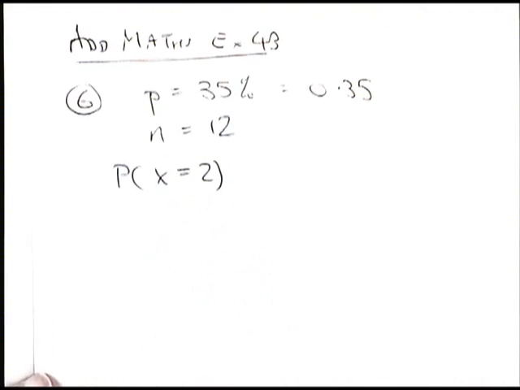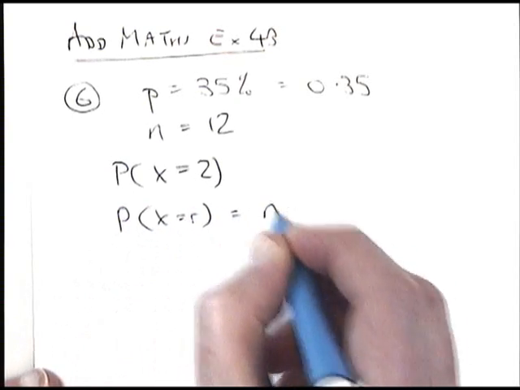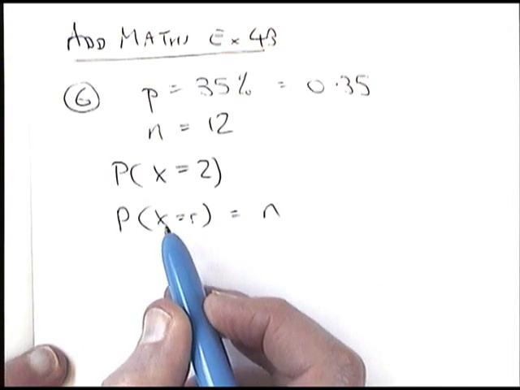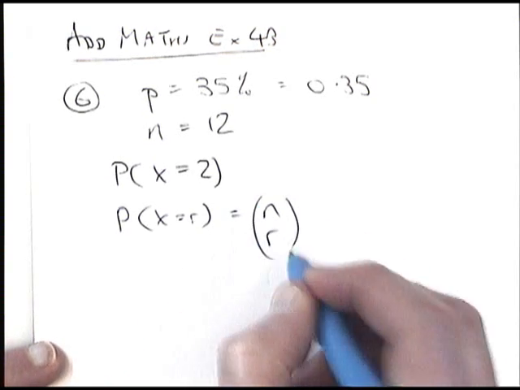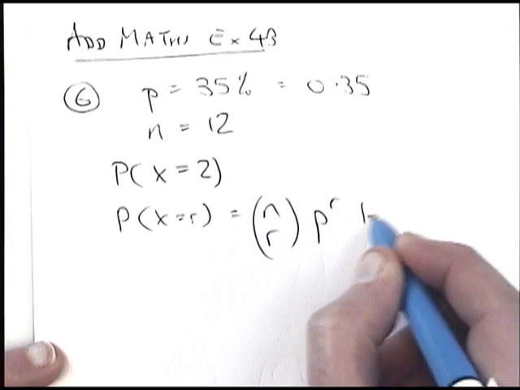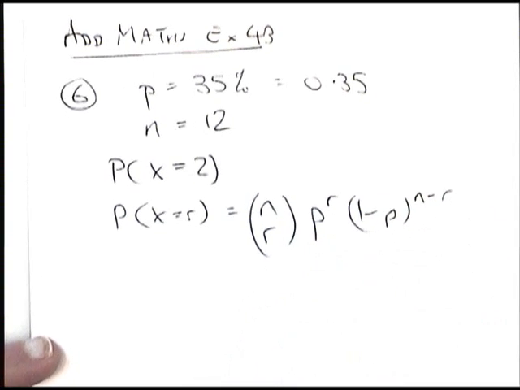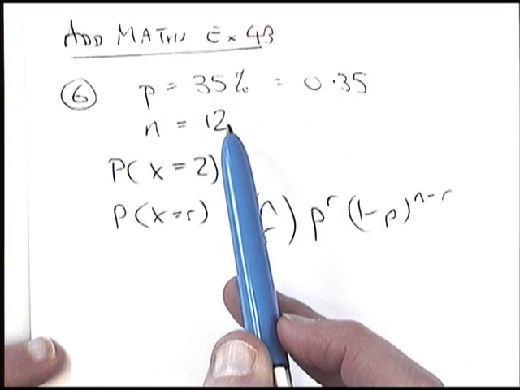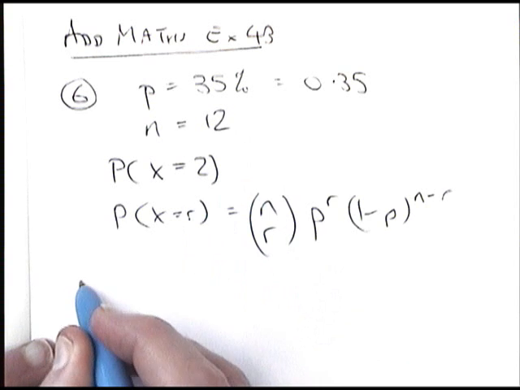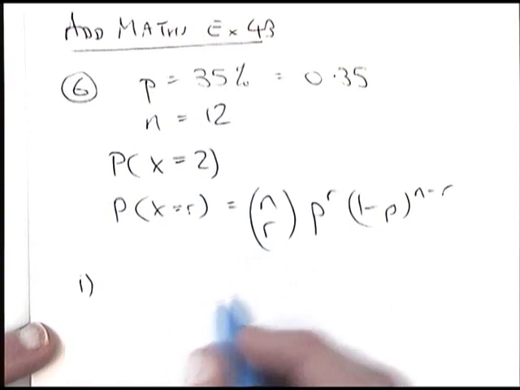For a binomial probability, you need to know the following formula. It's not given to you in the exam. The probability that x is equal to any number r is n choose r, p to the r, 1 minus p to the n minus r. And in this question we've got p from the question, n from the question, and in part 1 the r is 2. And now we just substitute those into here.